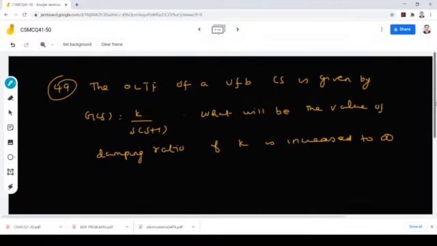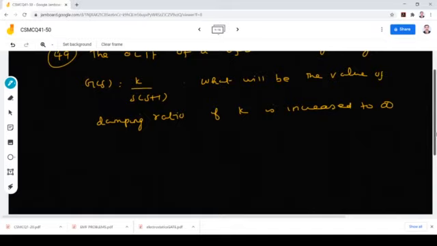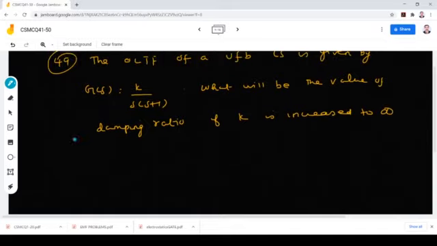Okay. So the next question: the open loop transfer function of a unity feedback system is given by G of s is equal to k by s into (s plus 1). What will be the value of damping ratio if k is increased to infinity? So what they have given? The open loop transfer function G of s, k by s into (s plus 1). Right? So they are asking what will be the value of damping ratio if k tends to infinity.